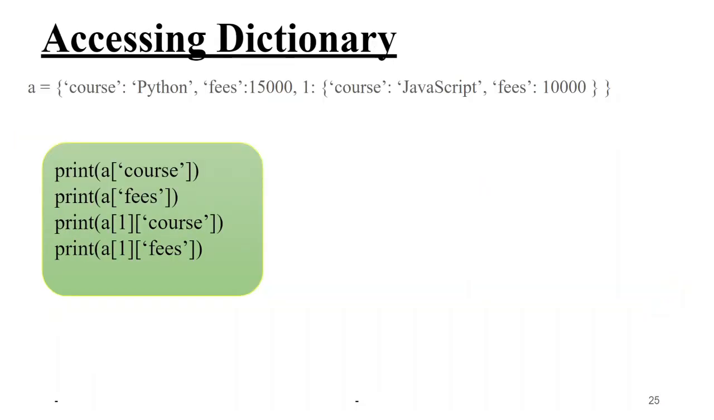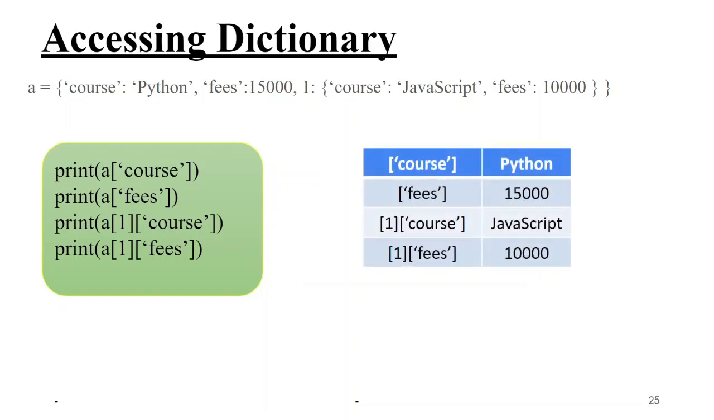If you want to access the nested dictionary, then we need to access it using the square brackets. The first statement just prints the value associated with the course key, that is Python. The second statement prints the value associated with the fees key, that is 15,000. And then the third element itself is a dictionary.